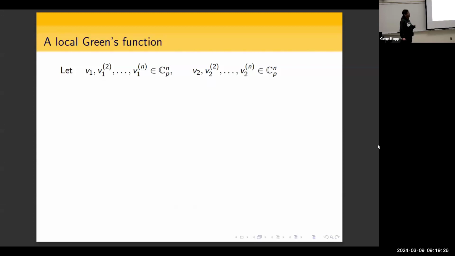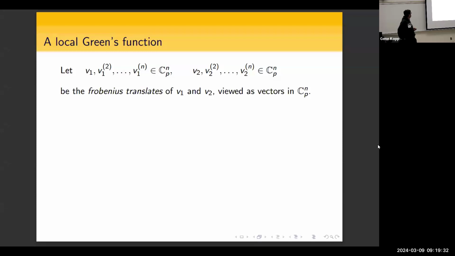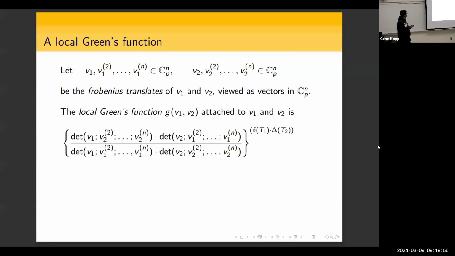Okay, so now we turn to the p-adic picture. Now that we have these topological intersection numbers, we can define a local Green's function by now, starting with this V1, we embed it in Cp to the n by choosing a fixed p-adic embedding. And then all the other p-adic embeddings are related by Frobenius. So you can just obtain vectors V12 up to V1n by iteratively applying Frobenius to the original vector. And you get an ordered collection of n vectors. And likewise for V2. So these are these Frobenius translates.